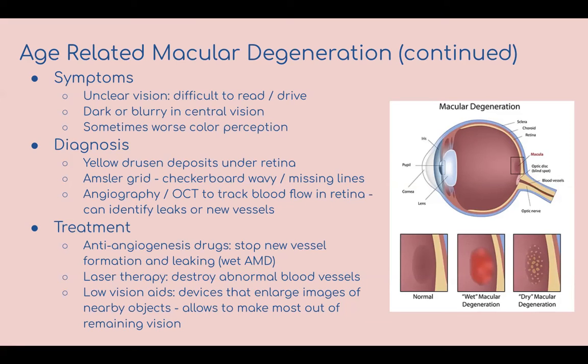And then for the treatment, there are anti-angiogenesis drugs. What these do, especially in the wet stage, is stop the leaking and new vessels from forming. There's also laser therapy, which is going to destroy all these abnormal blood vessels that are being formed, because one of the symptoms of this disease is more blood vessels growing in the eye. And there are also some really cool vision aids, which enlarge the images, so people that have loss of central vision can see what is in their remaining vision, more of their peripheral vision.